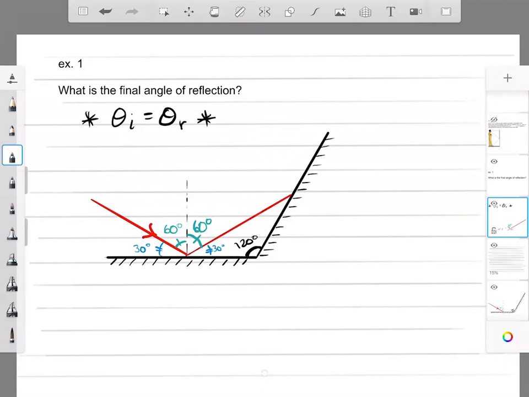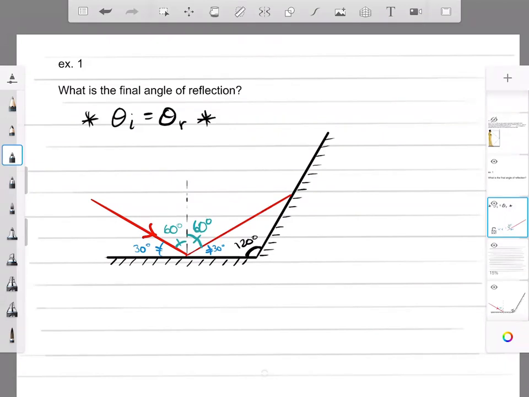So that all of that adds up to 180, right? 30 plus 60 is 90, plus 60 plus 30 is 180. And because of the law of reflection, we know that the other two angles, the ones below the ray, must be congruent to each other.